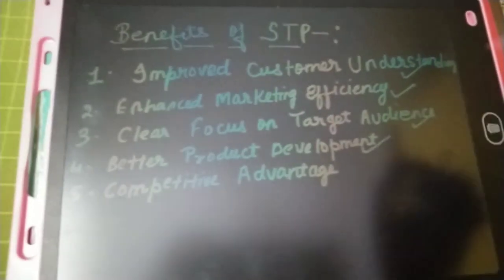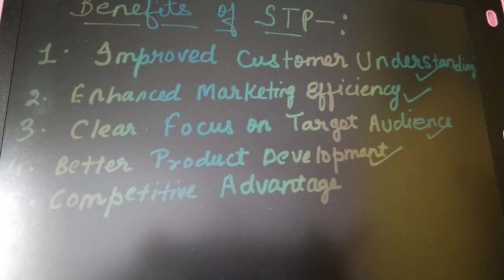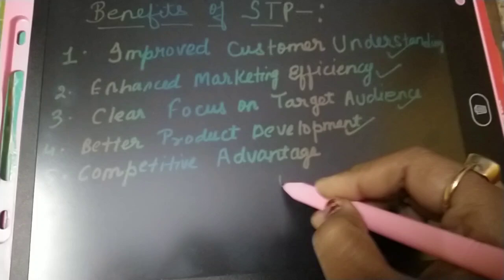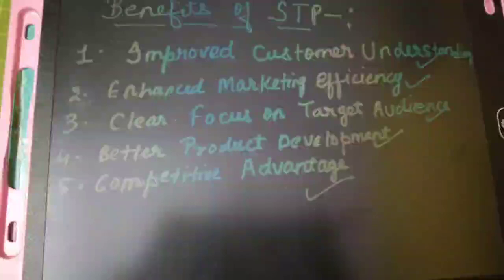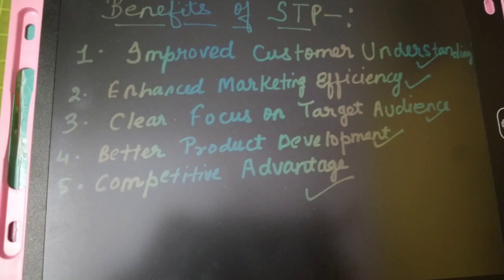Fourth one is better product development. The STP model highlights customer needs and preferences, enabling businesses to design products or services that fulfill specific market demands. It reduces the risk of launching products that fail to resonate with customers. Fifth one is competitive advantage. A well defined positioning strategy helps businesses stand out in a crowded marketplace. By emphasizing unique selling points, companies can differentiate their products from competitors.